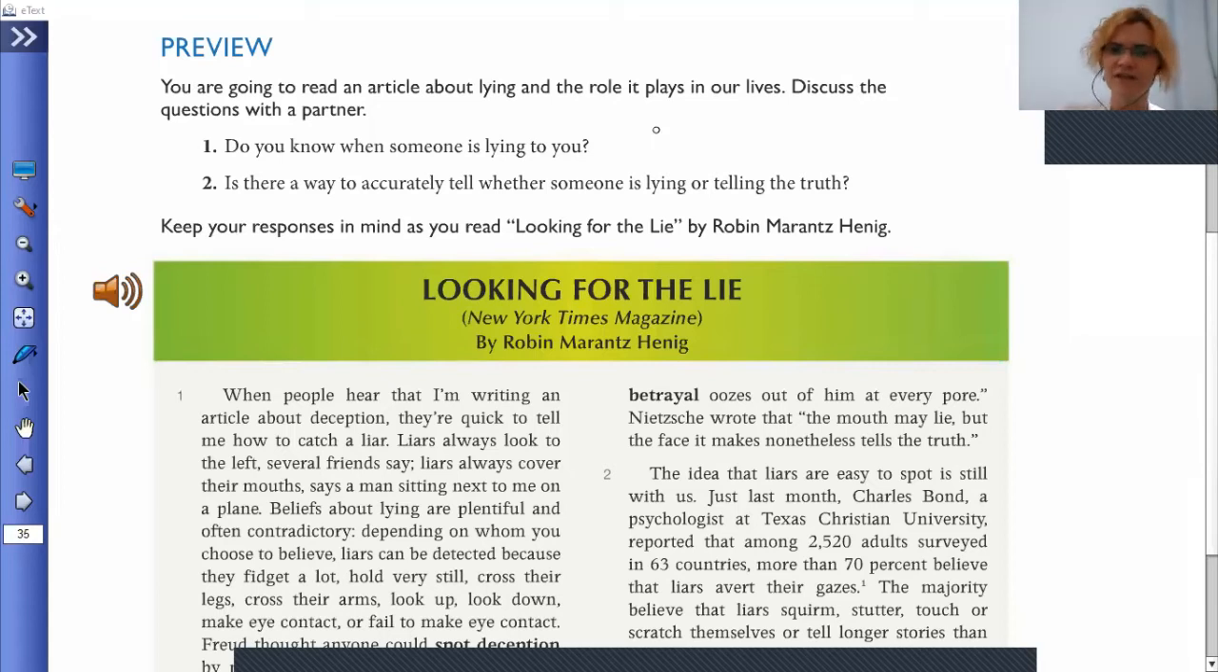How we preview is by looking at the title and the possible headings the text might have. Not always, but could have. And you look at the visuals to get an idea. And from there, you can predict. Now, in this case, Looking for the Lie, New York Times Magazine. So we know that this text is an article. An article mostly has headings. In this case, it doesn't, which is okay. An article is mostly to inform or to explain.